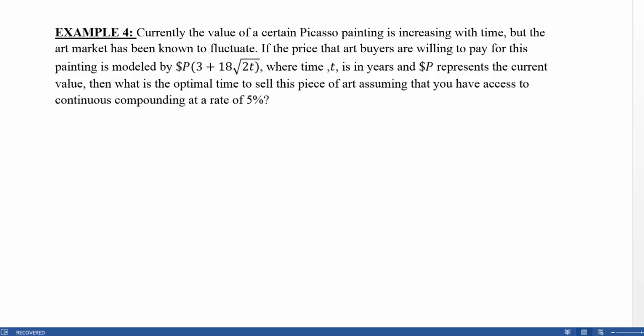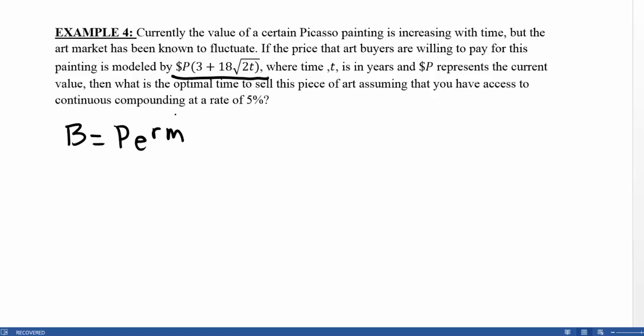This particular problem is much more complicated than it looks on the surface. So we have this function here that's telling us how the value changes over time. If we were to put this into the context of present and future value, what this would tell us is the future value of this piece of art in terms of p. Remember, t here is our variable. So remember, future value is going to be present value times e to the rm.